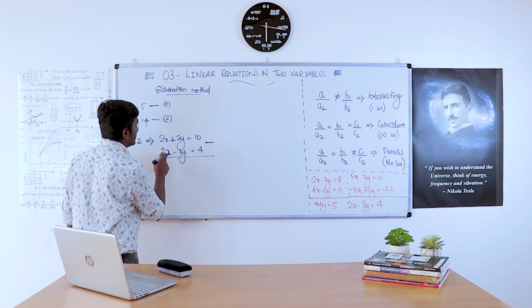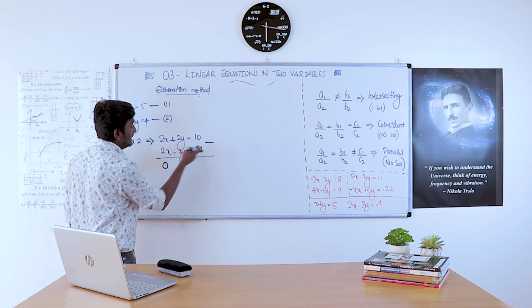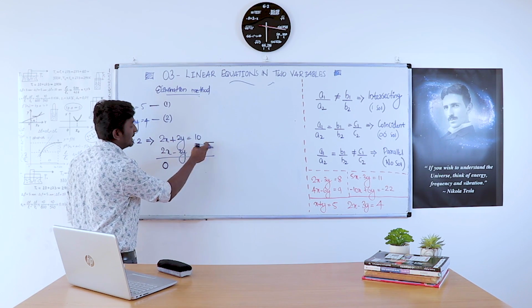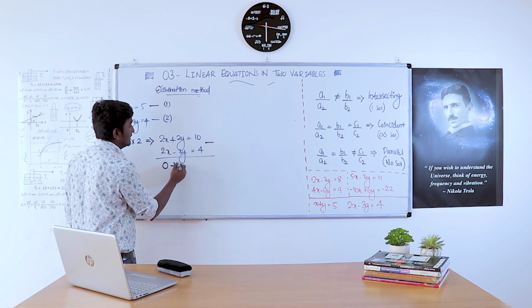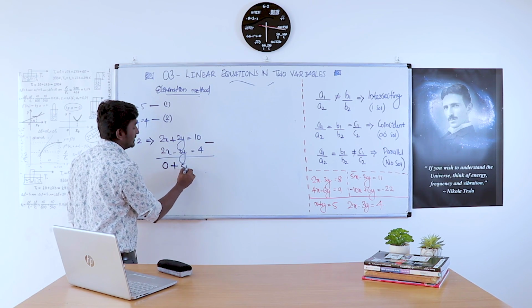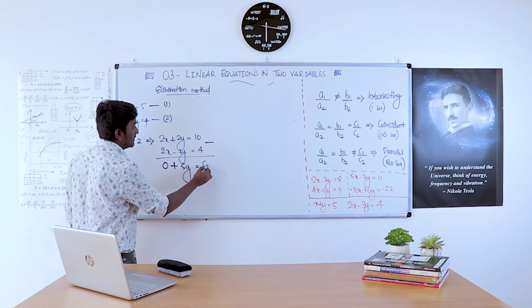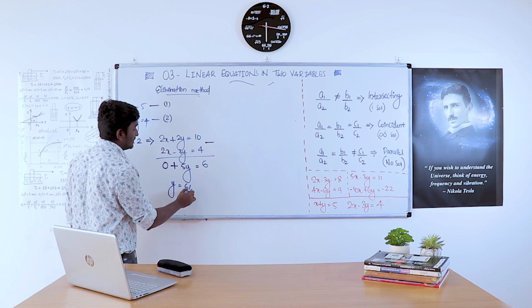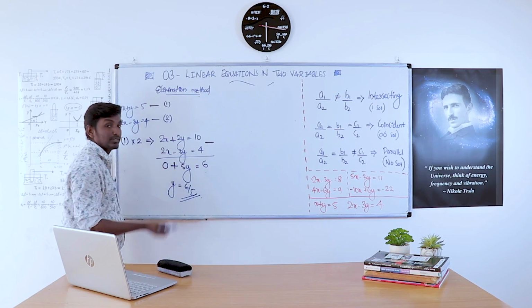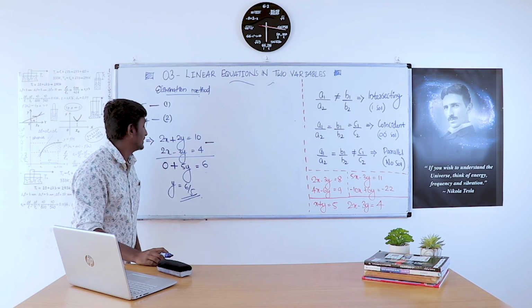What is 2x minus 2x? X is eliminated, it becomes 0. Then 2y minus 3y. What happens? This minus and minus becomes plus. 2y plus 3y, what is 5y? Is equal to 10 minus 4. What is 10 minus 4? It is 6. So 5y is equal to 6 implies y is equal to 6 by 5. Same value that we got from the graph as well as from the substitution method.